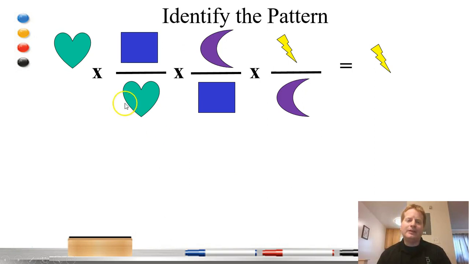Also, because we have the same thing on top and on bottom, these are canceling each other out. So hearts have canceled out hearts, squares have canceled out squares, moons canceled out moons, and so we're left with the lightning bolt because nothing's canceling that out. So all of your problems should be set up so that you're left with the unit that you're trying to get to. Okay.